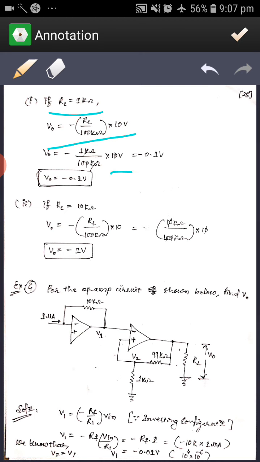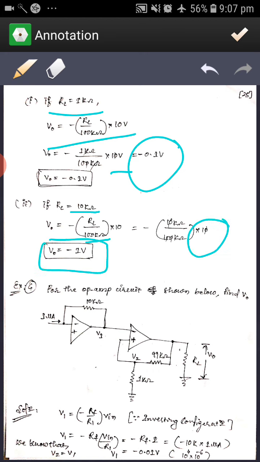The input is 10 volts, so it becomes minus 0.1, because it is an inverting amplifier, so the output will be negative. Similarly, replace RL with 10k ohm and 100k ohm as the feedback; the input is 10 volts, so the output voltage V naught is equal to minus 1.